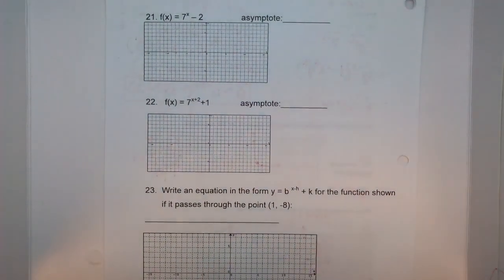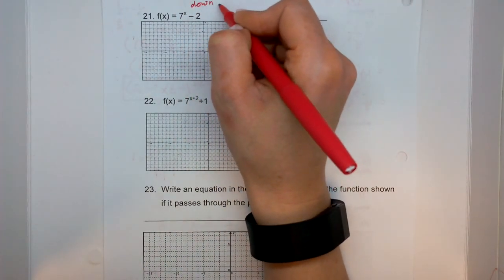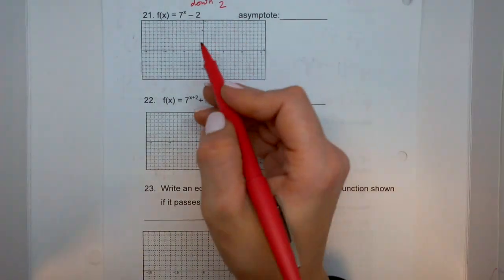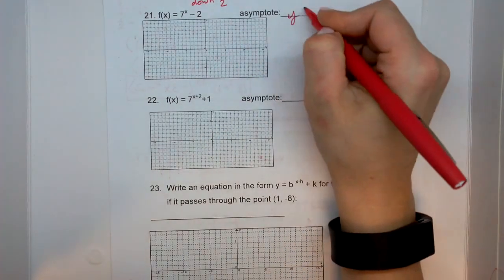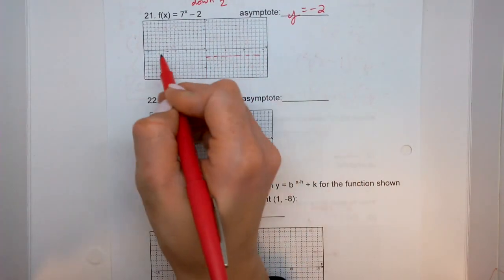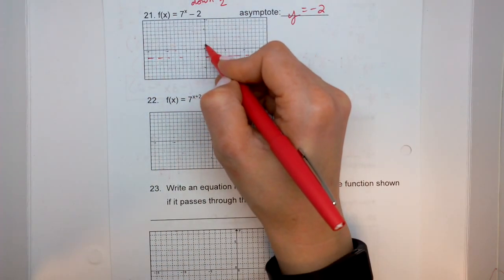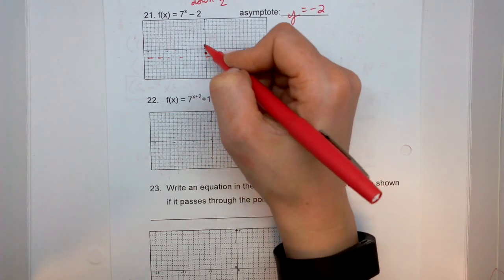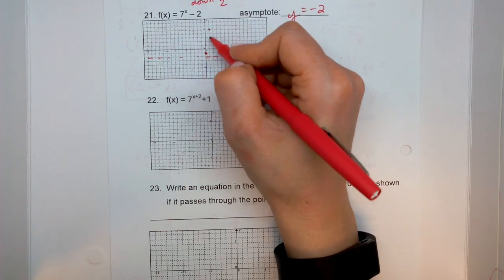Okay, on number 21, we're moving down 2 units because the negative 2 is outside the parent function. So in this case, our horizontal asymptote went from 0 down 2 to negative 2. Okay, so our asymptote is now here. So we start with the anchor point. We move it from 0, 1 down 2 to 0, negative 1. Then go over 1, up 6, just like we did with the parent function.